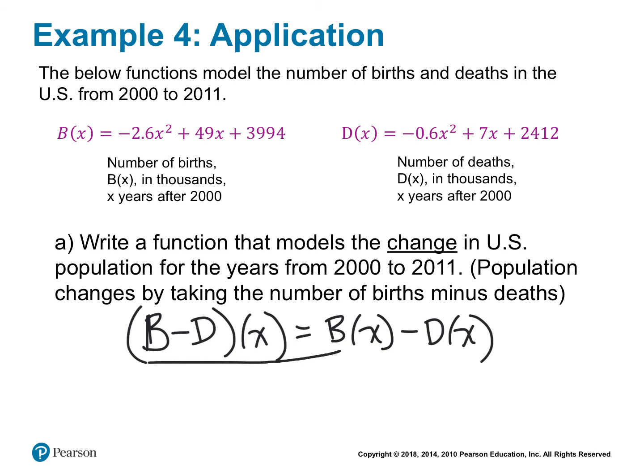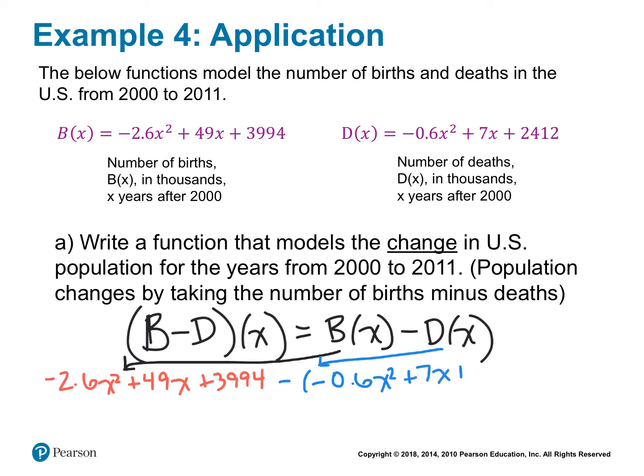So if I'm going to write it over here so I don't run out of room. B of X is negative 2.6x squared plus 49x plus 3,994. Then I'm going to subtract D of X. So make sure you subtract the entire quantity. So I'm going to change these into their opposites. And then combine my like terms. I can put this together.